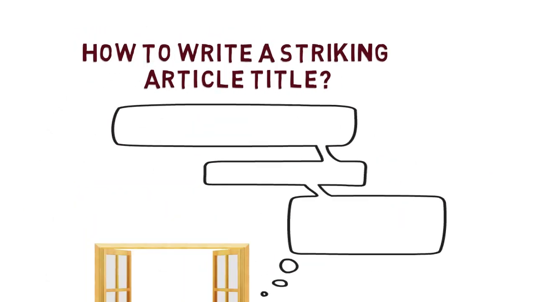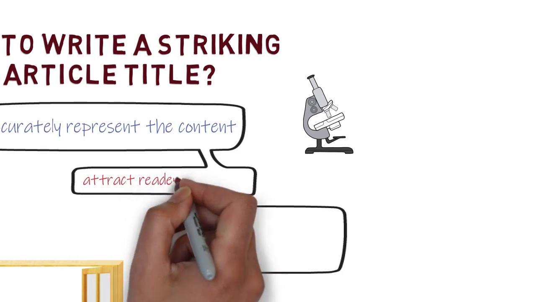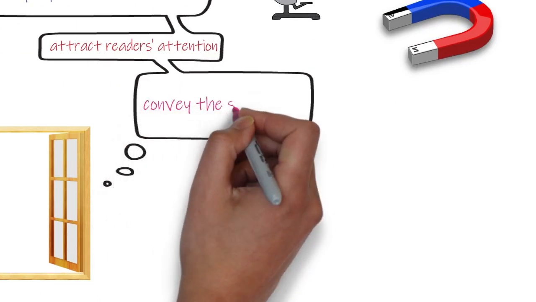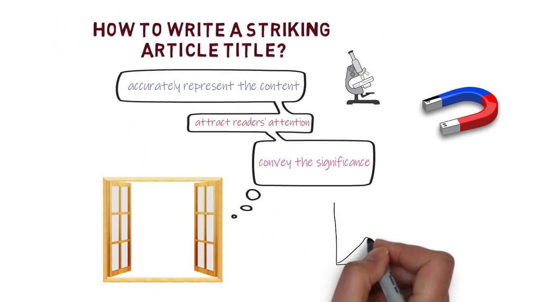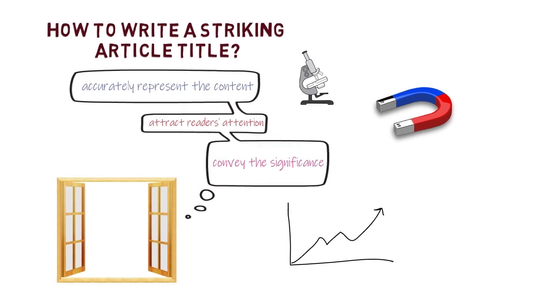It should accurately represent the content, attract readers' attention, and convey the significance of your research. By following these additional tips and practicing the art of writing research titles, you can effectively communicate the essence of your work and increase its visibility and impact.